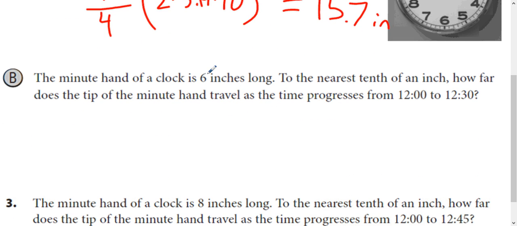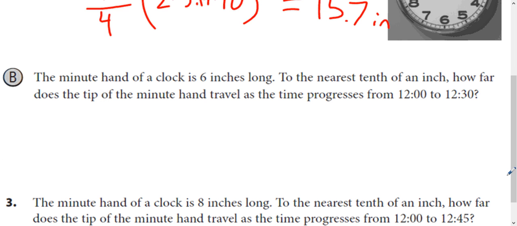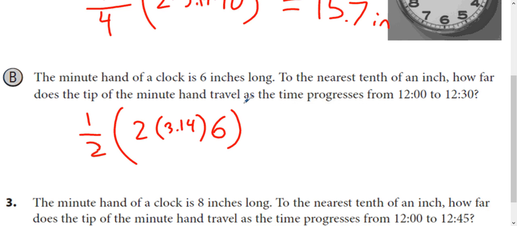The minute hand is 6 inches long. How far does the tip of the minute hand travel as it goes from 12 o'clock to 12:30? So from 12 o'clock to 12:30, that's a half a circle. So we want half the circumference. And the circumference is 2 times pi times the radius. Multiply that out, you get 18.84.